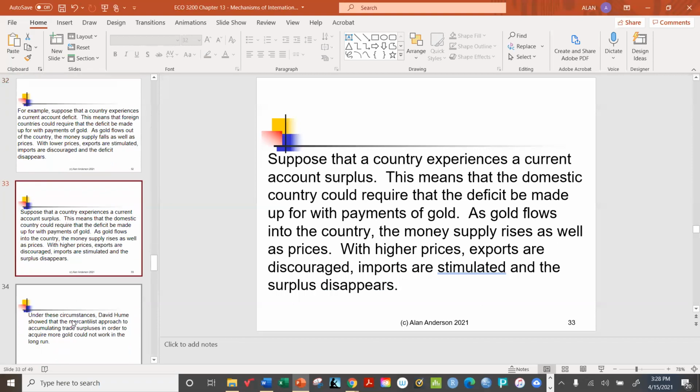Countries that have a surplus, well, for them, the domestic country could require that other countries pay them with gold. So that meant the gold would flow into the country, the money supply would go up, but unfortunately, prices would go up as well. And that would discourage our exports, stimulate our imports, and all of a sudden, before you knew it, the surplus would disappear. So this was an automatic mechanism for adjustment to a current account surplus or deficit. It all came down to flows of gold.